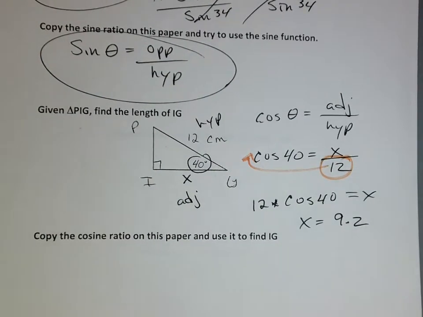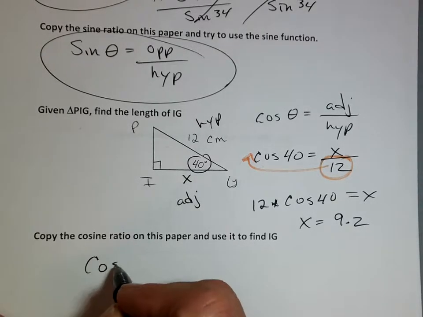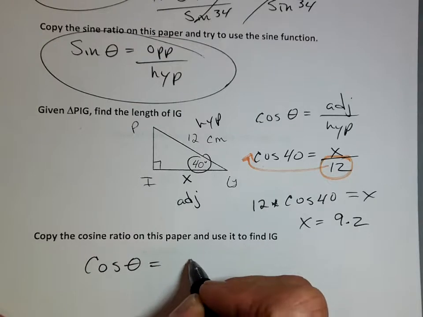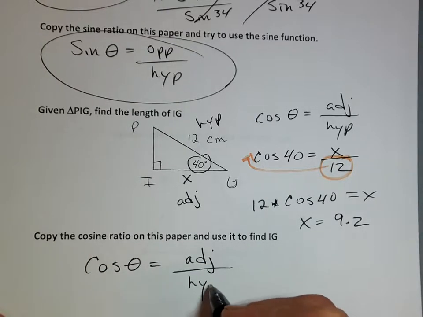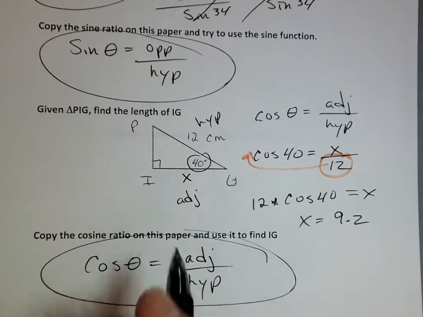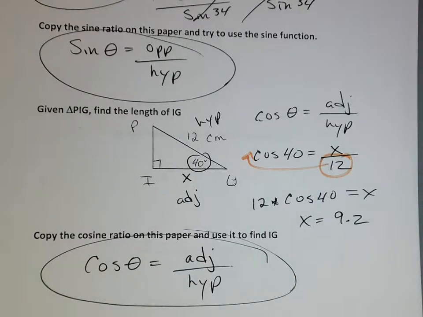Okay. All right, so the cosine ratio. Cosine of theta is equal to the adjacent over the hypotenuse. Not too bad. So now we know all three. We know the sine, the cosine, and we know the tangent. And we should be able to solve any right triangle using any of these three.